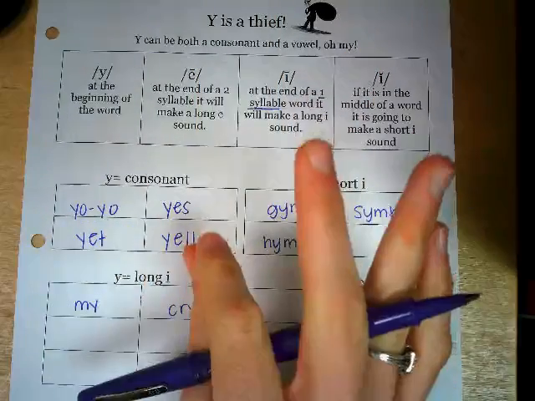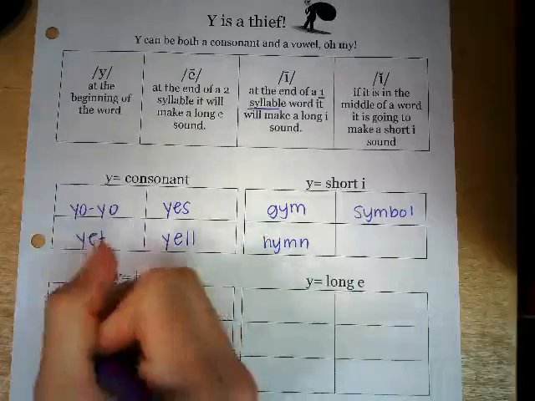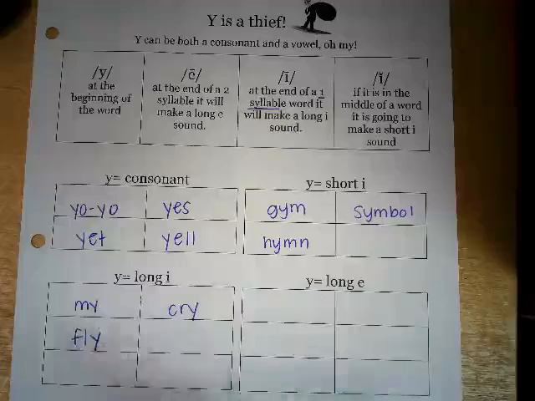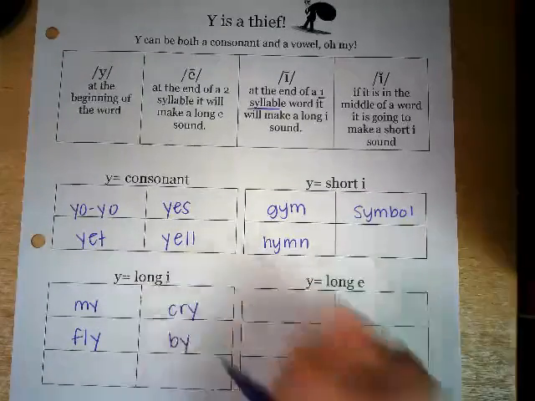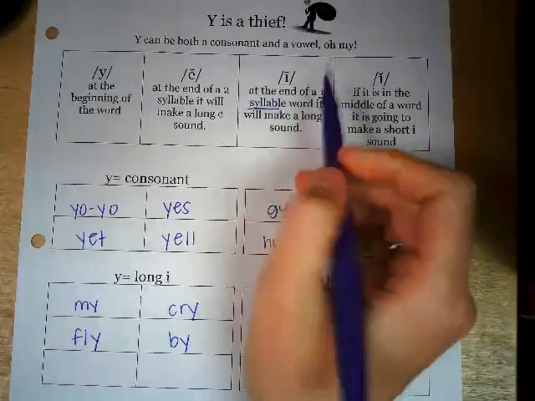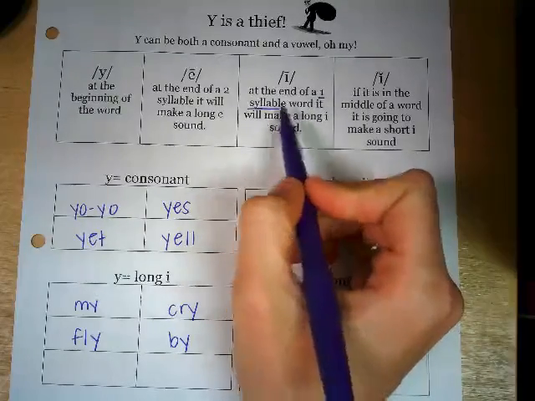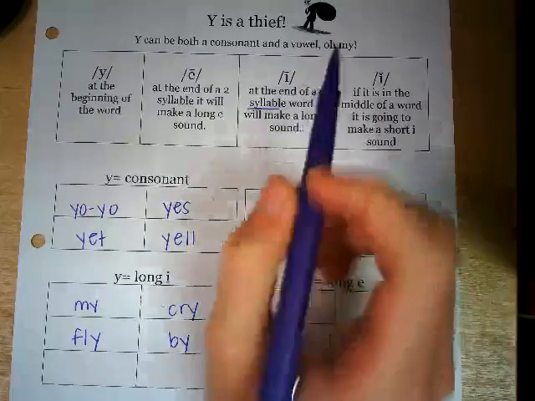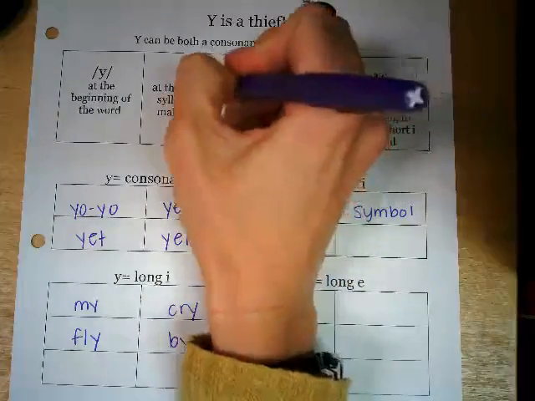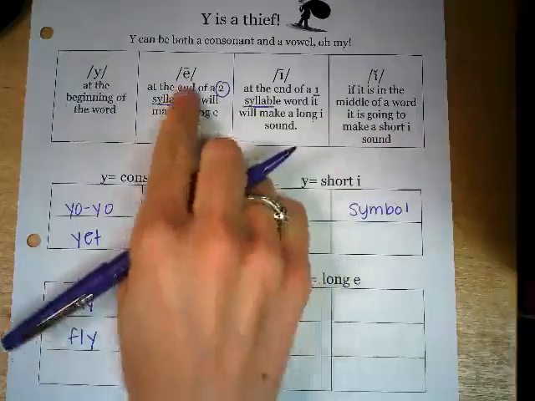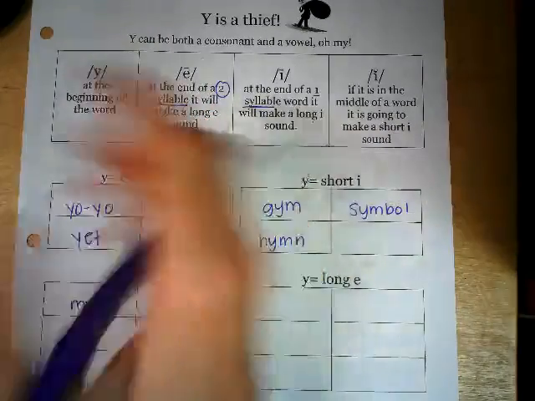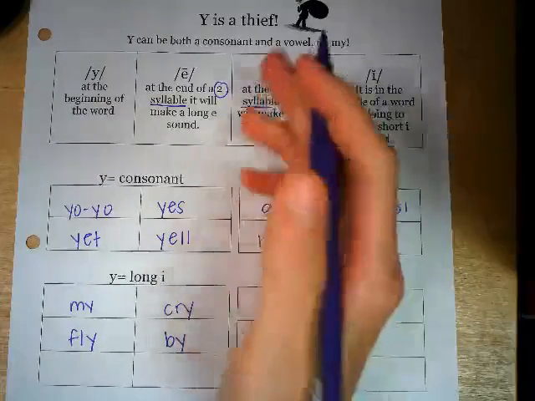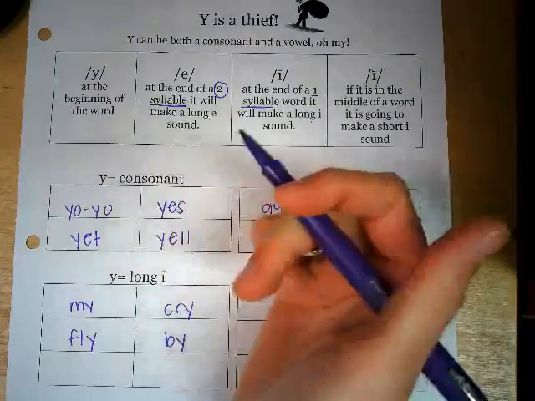So we can go I, which I know that I sound is actually going to be a Y. And then a word like bye. So after a one-syllable word, Y is going to make the long I sound, the long vowel sound. Now, if it's a two-syllable word, Y is going to make a long E sound. So we say the longer words, that Y will come and steal the E sound and make E.